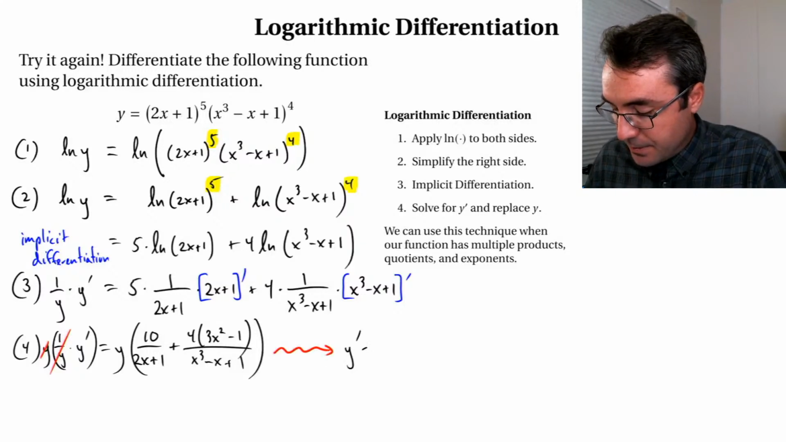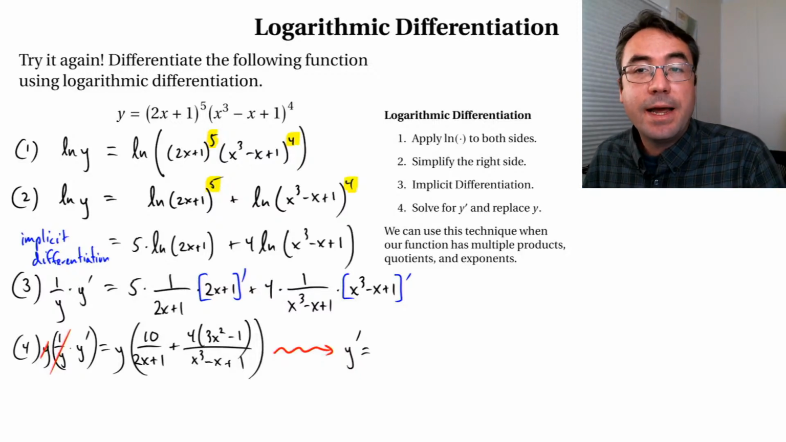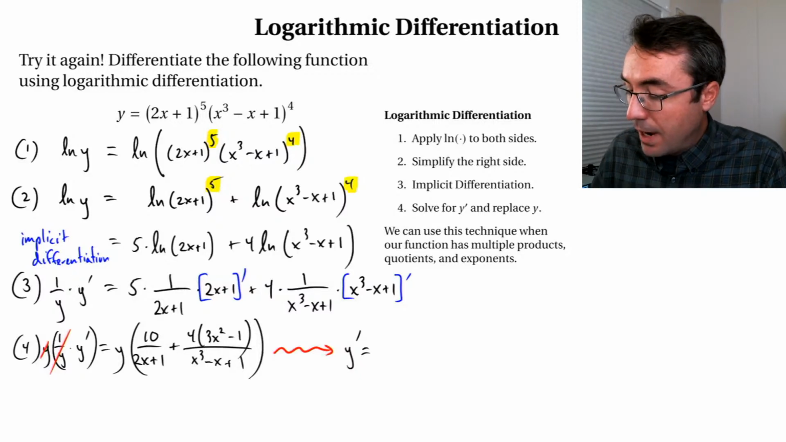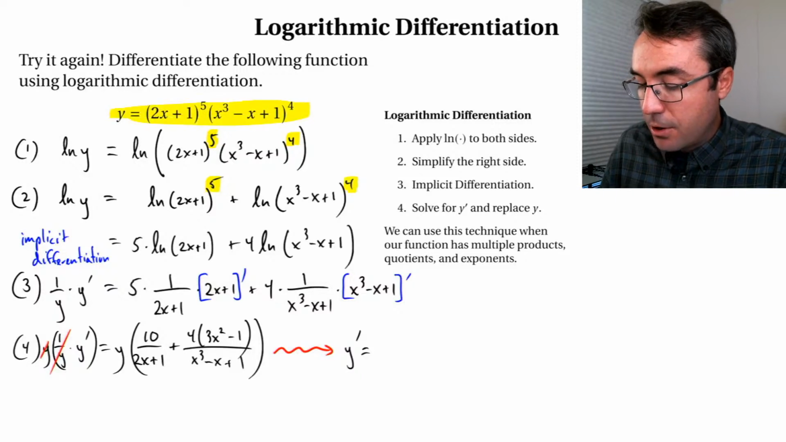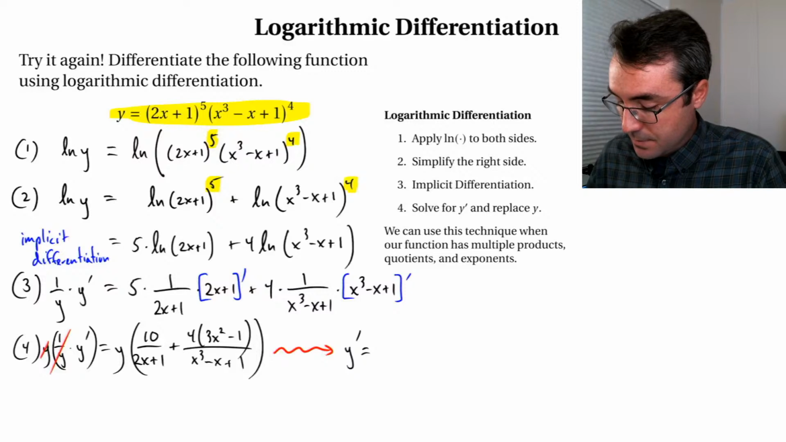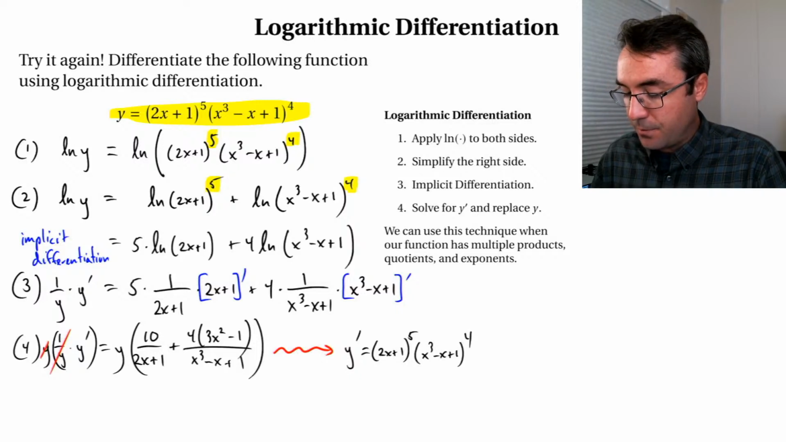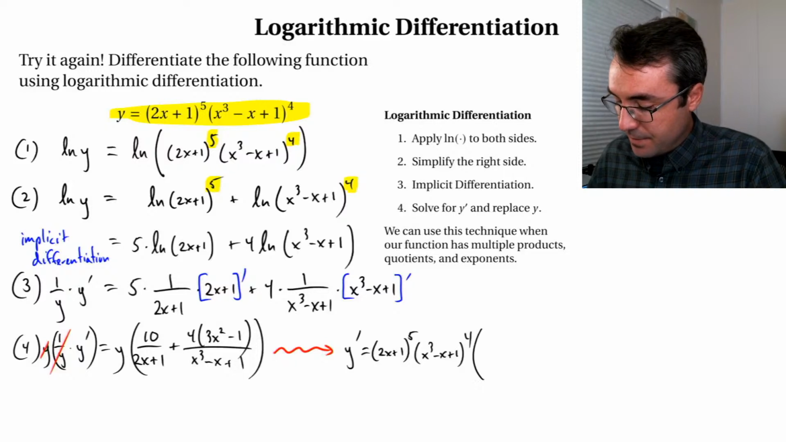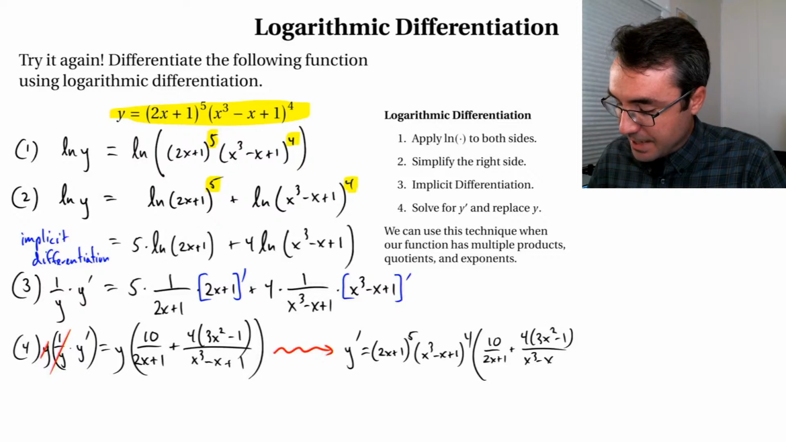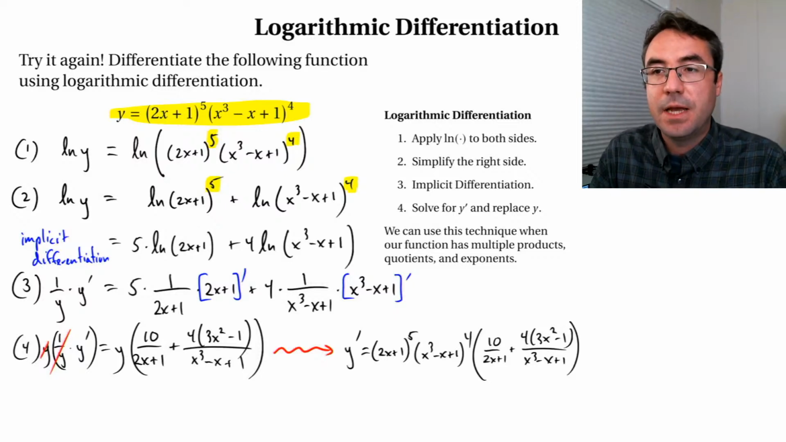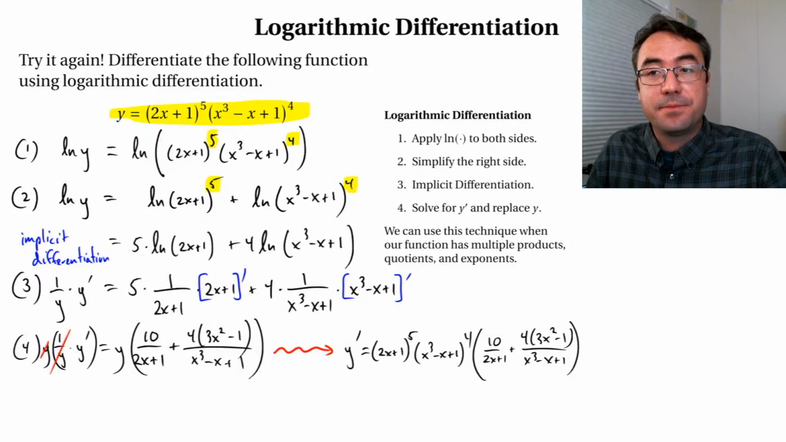And then the very last thing we do is we fill in what y actually is. We know what y actually is from our original equation. So it's 2x plus 1 raised to the power 5, x cubed minus x plus 1 raised to the power 4, and then we have everything else: 10 over 2x plus 1 plus 4 times 3x squared minus 1 over x cubed minus x plus 1. And there it is. There's our derivative.